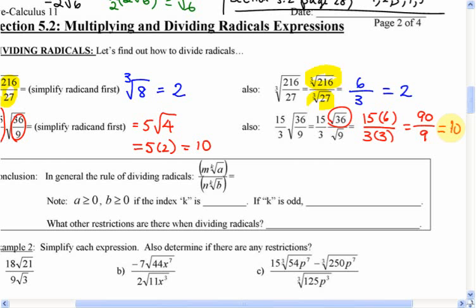Bottom line, this is what I want you to understand. In general, the rule for dividing radicals, if you have a radical like this, is that you can actually combine the two separate radicals into one large one. So the index of k, a over b, and then of course the numbers in front, we just treat the same way as we did before. So that'll be m over n, and it's the kth root of a over b. Okay?